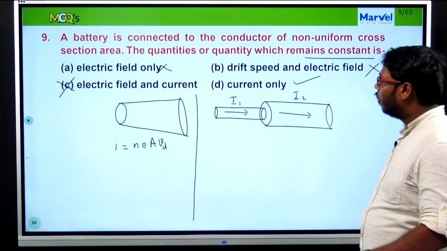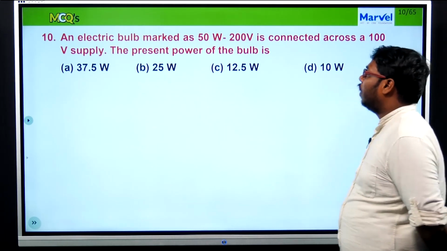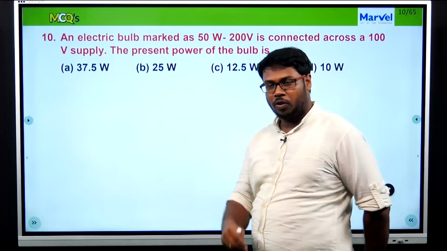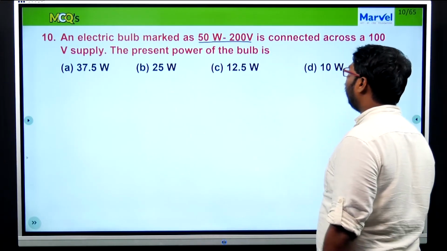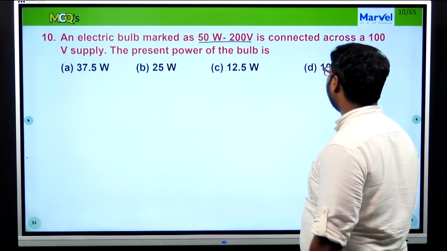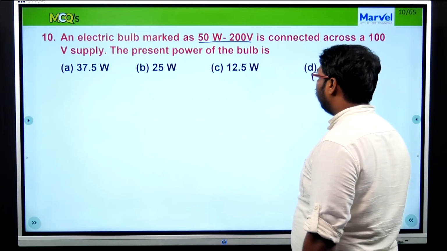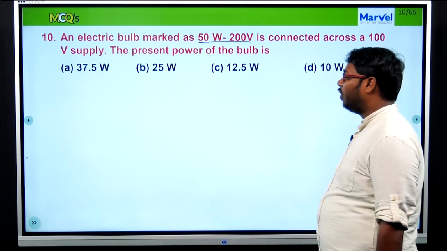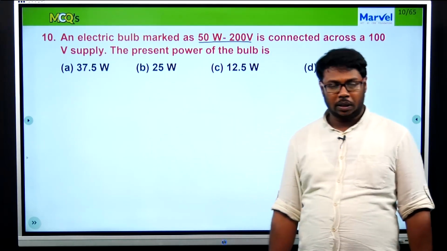Now, 10th one. The electric bulb, just like the bulb which we use in our homes, marked as 50 watt and 200 volt, is connected across a 100 volt supply. The present power of the bulb is. So you are supposed to find the present power of the bulb.